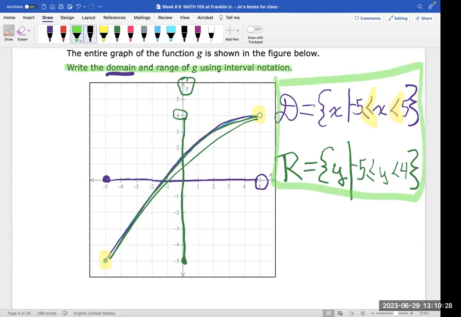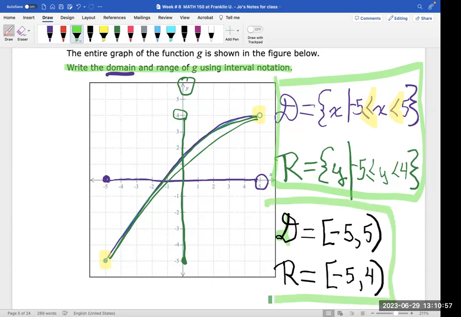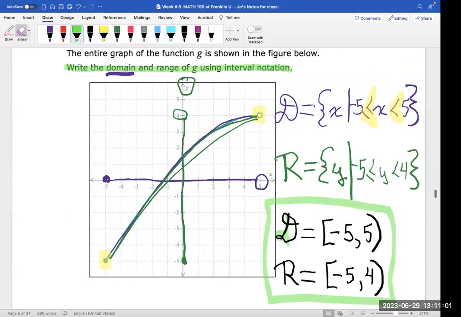Oh, they wanted interval notation. Sorry. It'd be better if I read the directions. The domain is everything from -5 up to, but not including +5. And again, with interval notation, you have to write smallest on the left, biggest on the right. The range is -5 up to, but not including 4. This is what I would put into Alex because I would read the directions before I wrote my answer.